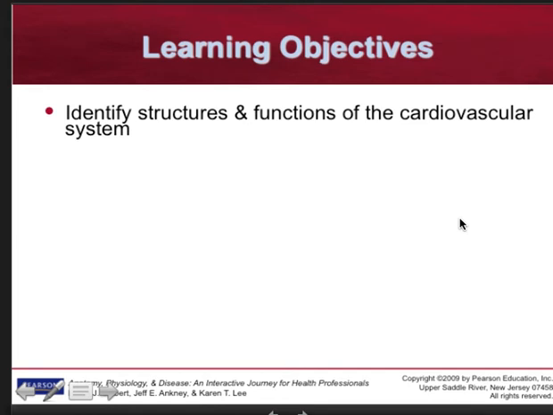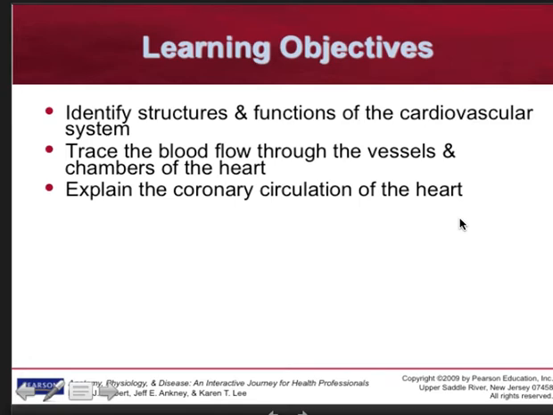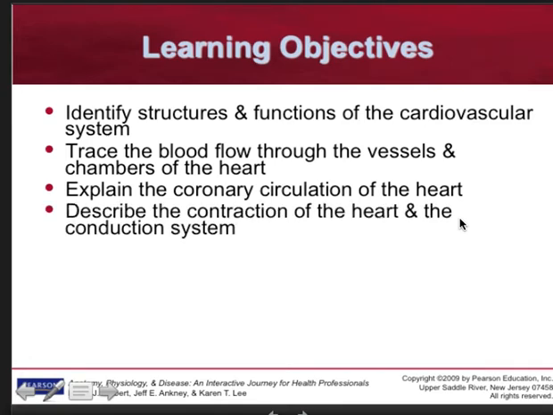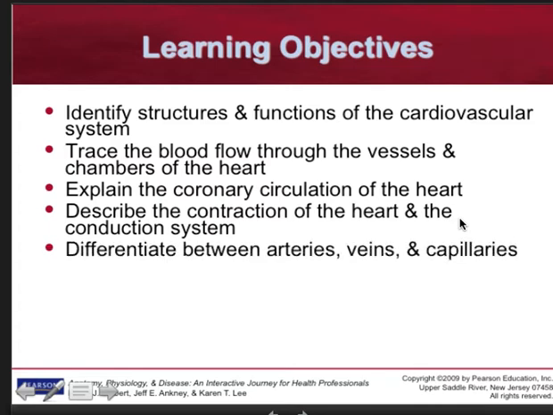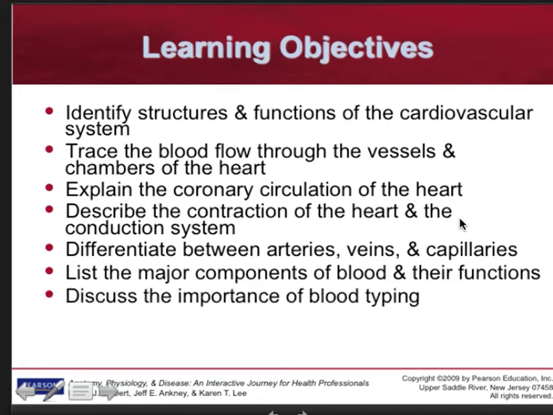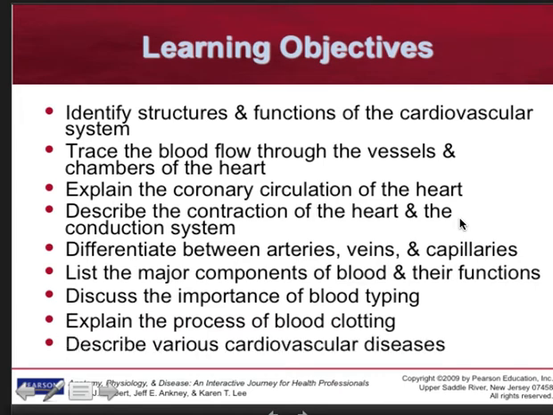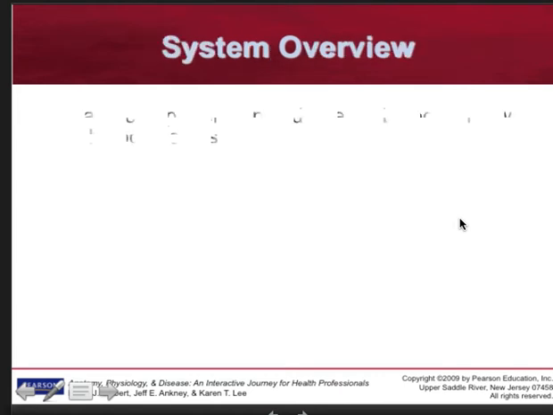So we're going to identify the structure and functions of the cardiovascular system and trace the blood flow through the vessels and the heart chambers, and explain the coronary circulation of the heart, and describe the contraction of the heart and the conduction system. We will differentiate between arteries, veins, and capillaries, list the major components of blood and their functions, discuss the importance of blood typing and blood clotting, and describe cardiovascular disease.